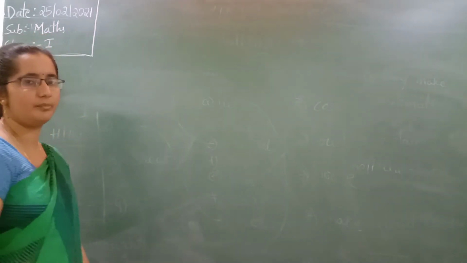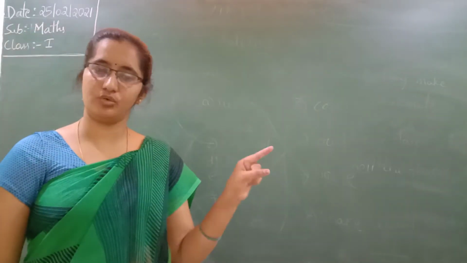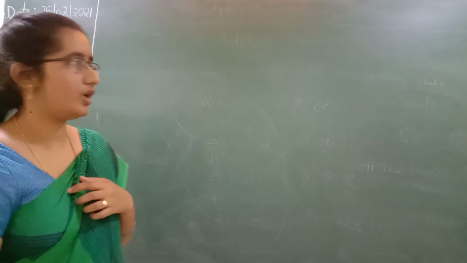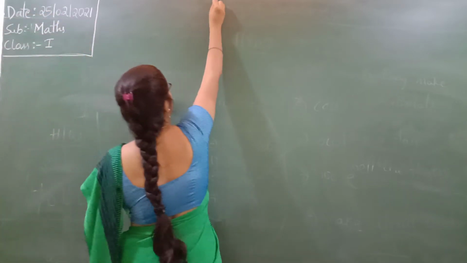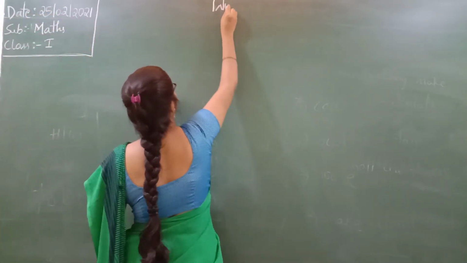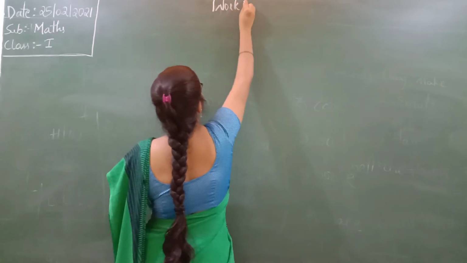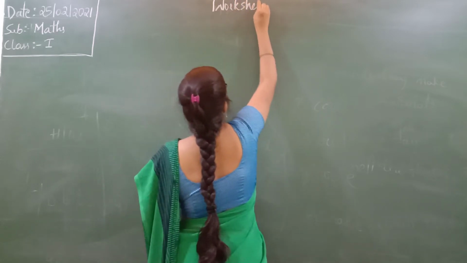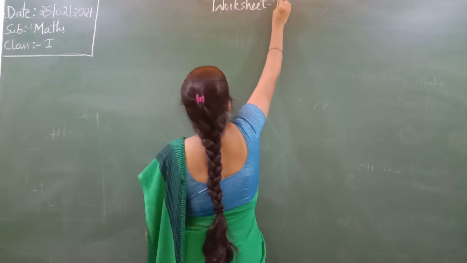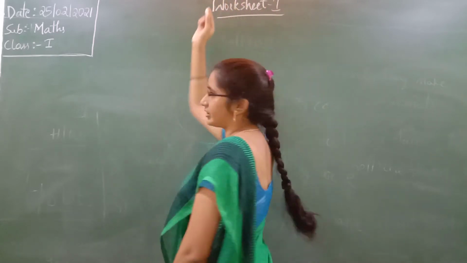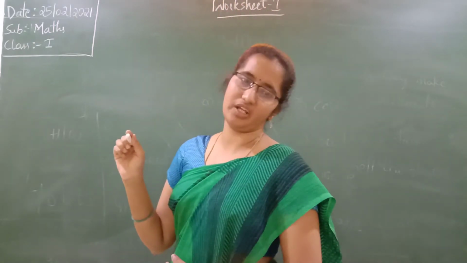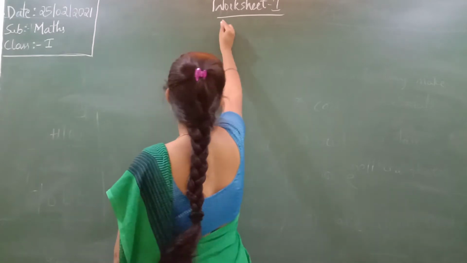Yesterday we completed worksheet 2 of time and money. Today we are going to enter into worksheet 1 of measurements. Worksheet 1 of measurements, page number 35.